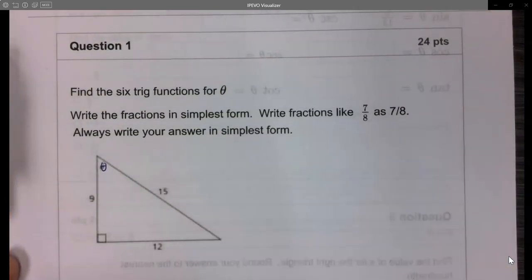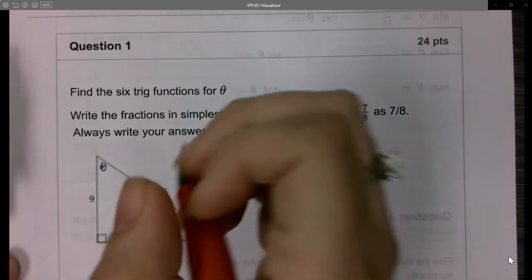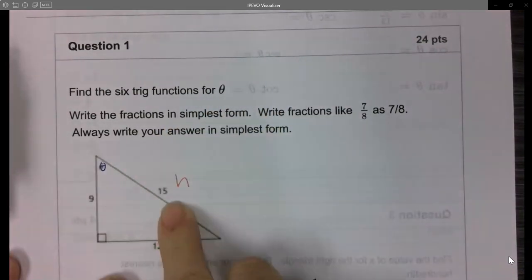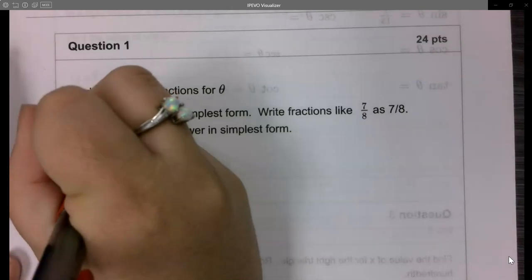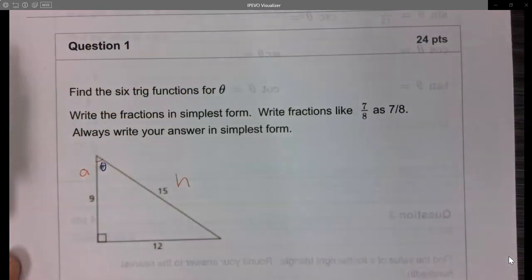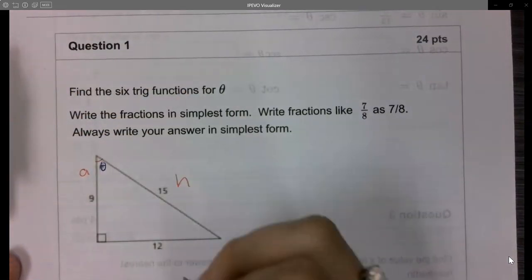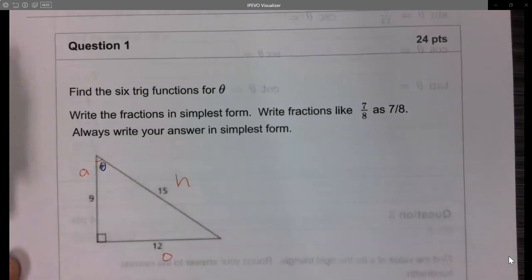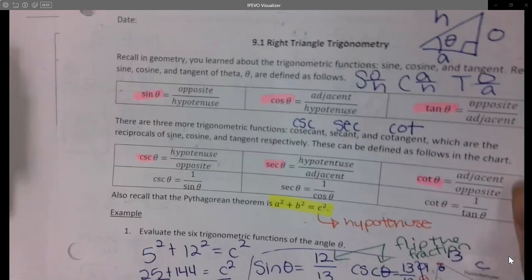Remember, I should start off by labeling my sides as opposite, adjacent, and hypotenuse. Hypotenuse is always across from the right angle. Adjacent is the side that touches the angle that isn't the hypotenuse. And opposite is the one across from the angle. So now that I have these labeled, I want to use my trig functions.